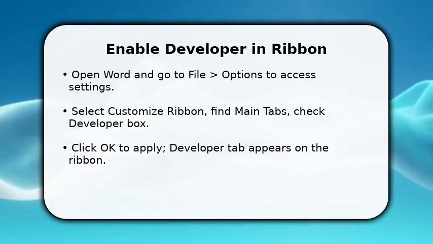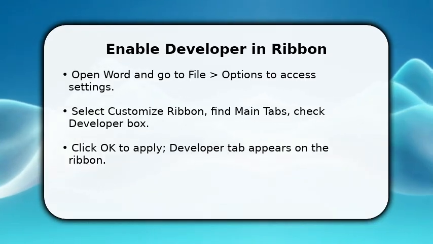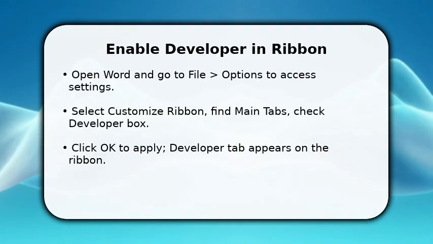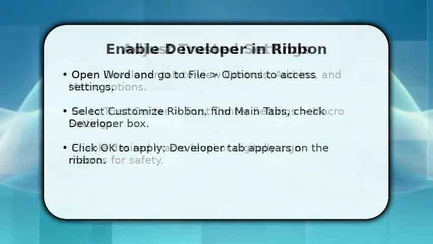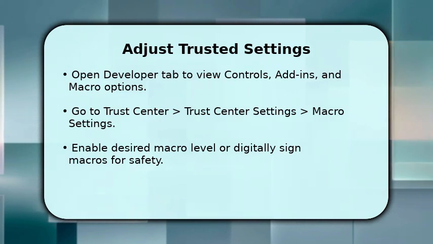You'll see the Developer tab appear to the right of View or Help. Make sure Word isn't in a restricted mode like Read Only, otherwise the option may not stick. Once the Developer tab is visible, open it to explore controls and macros.